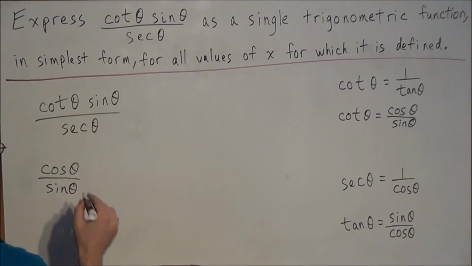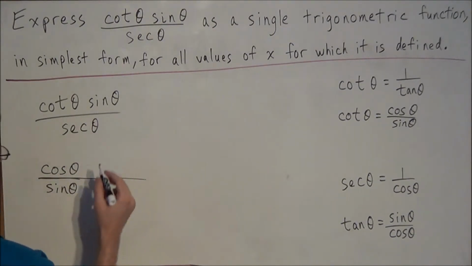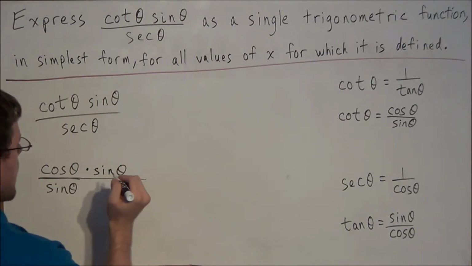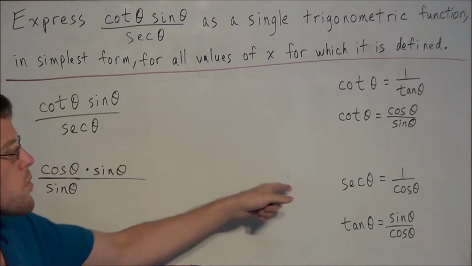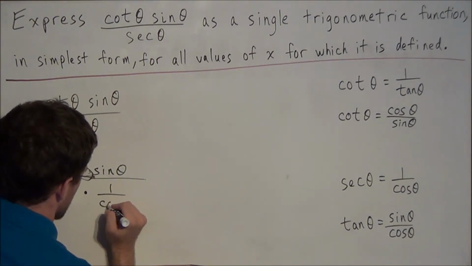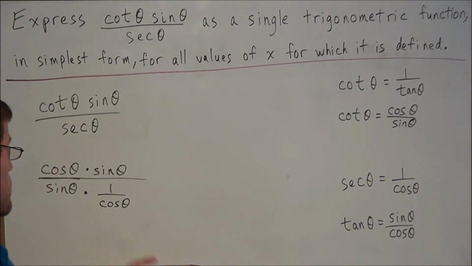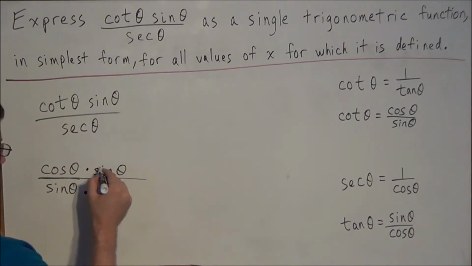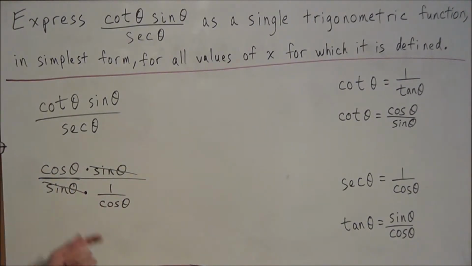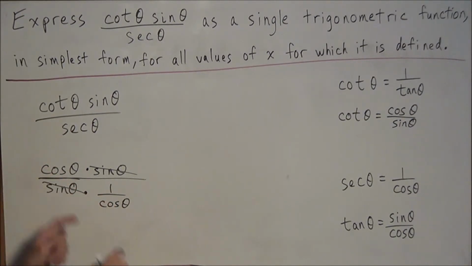And now we'll make this fraction bigger. Sine theta we're going to leave alone, so we have times sine theta. And now instead of secant theta, we're going to replace this with 1 over cosine theta. But notice right away, sine theta over sine theta cancels out. So we're a little bit closer to solving this. And now for the next line, we have cosine theta divided by 1 over cosine theta.